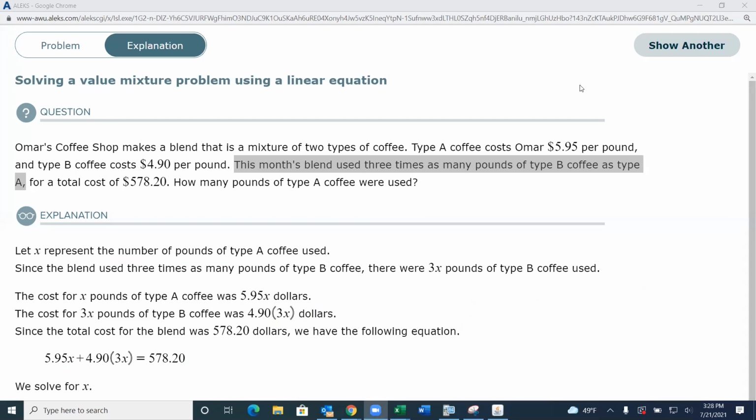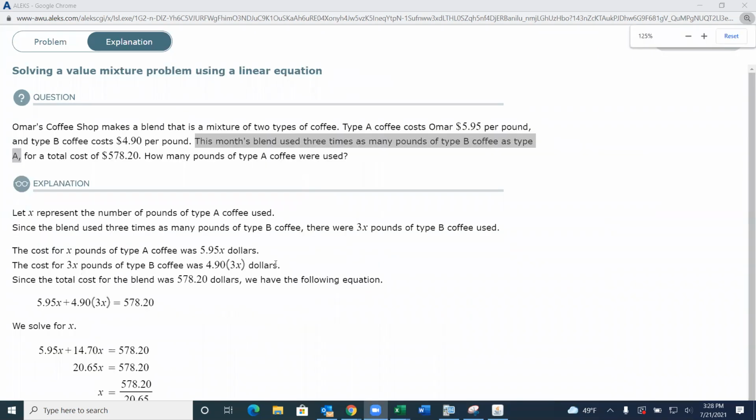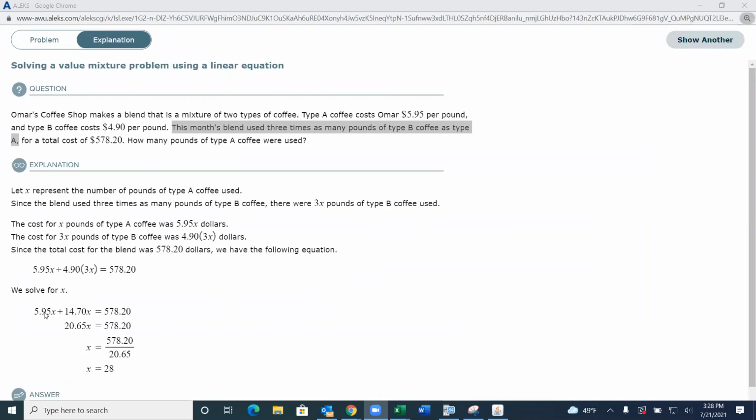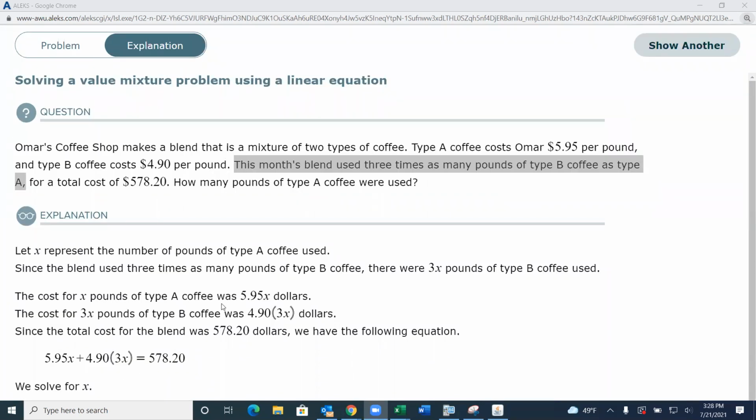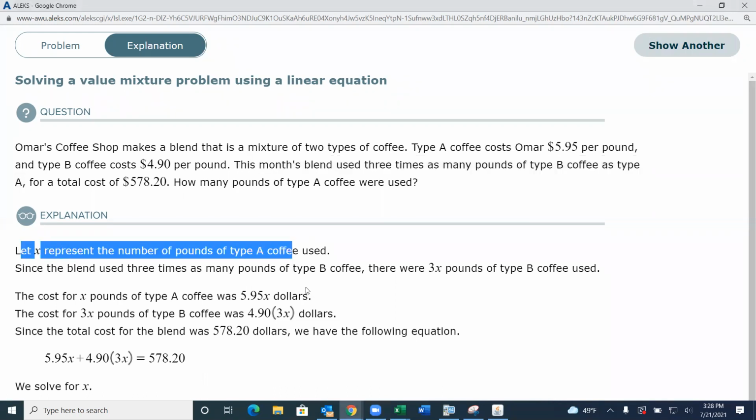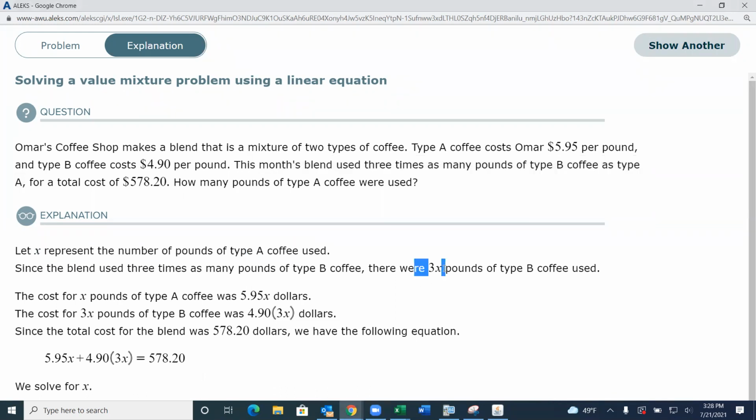And so now I need to do this. Okay, I need to zoom out a little. Sorry about that. So then, we just simplify, divide, and we get X is 28. Okay. So if X is 28, X stood for the number of pounds of coffee A. Then to get the number of pounds of coffee B, we just triple that number, which would be 78 pounds. Okay, and that's how these are done.